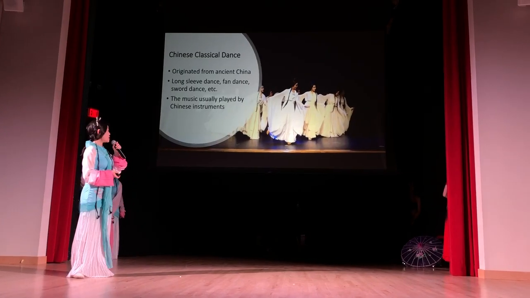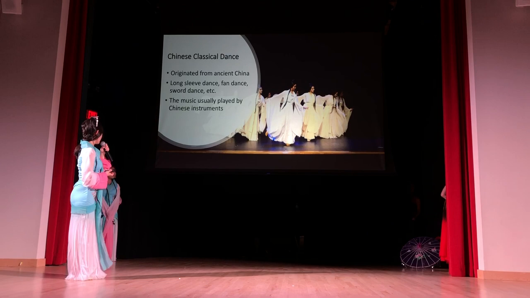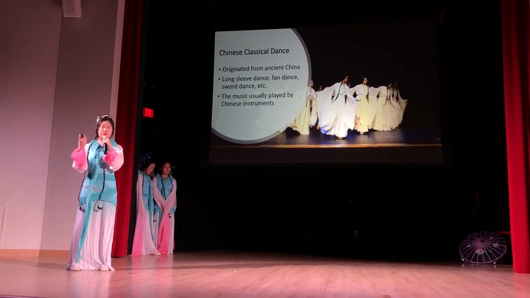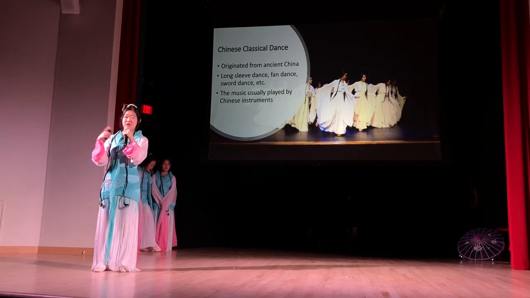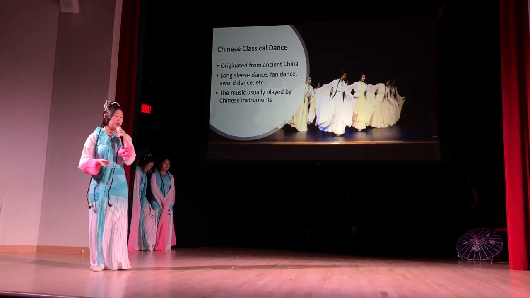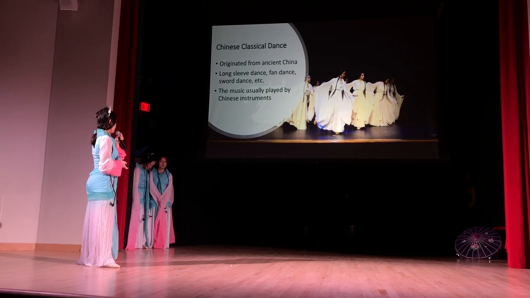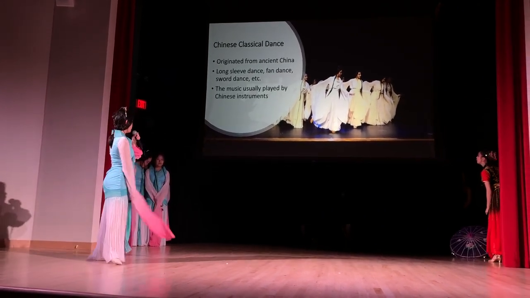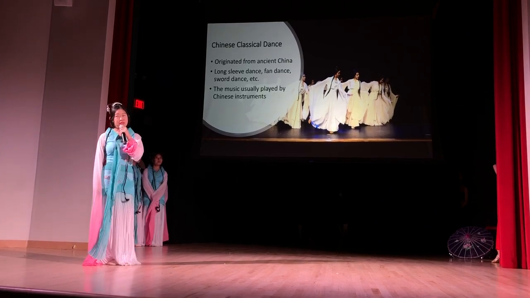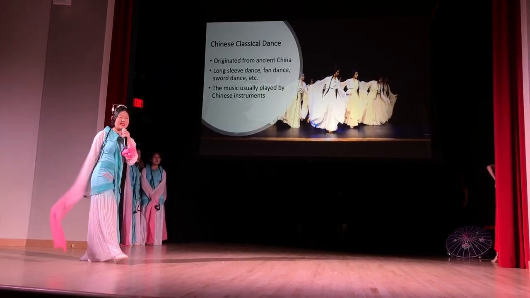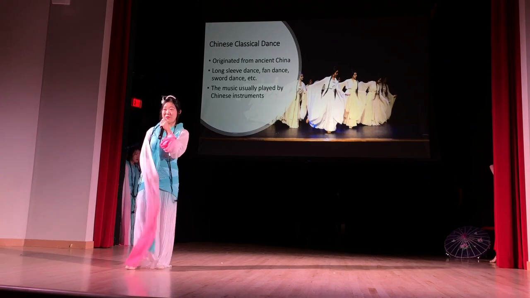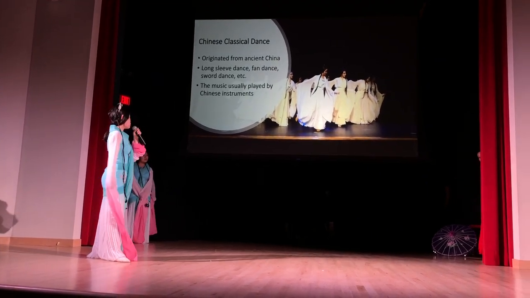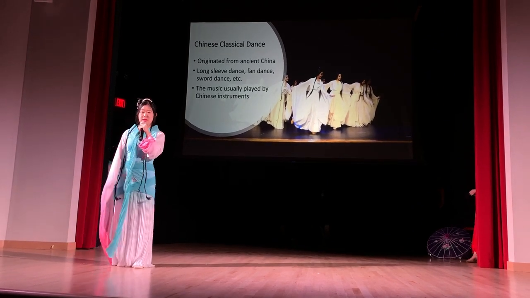The first one is Chinese classical dance. It originated from ancient China, and it started from several dynasties several thousand years ago. We have long sleeve dance, like this one, and fan dance. We didn't bring fans here. And we have sword dance, and we don't have swords now because that's so dangerous. The music is usually played by Chinese instruments.